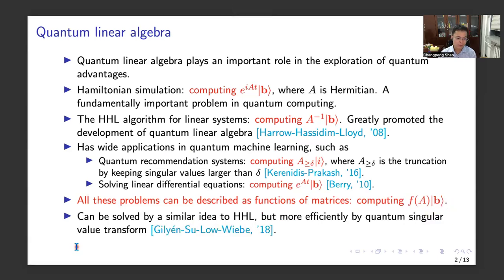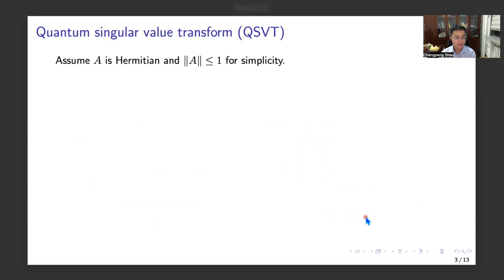And this problem can be solved by a similar idea to the HHL, but it can also be solved more efficiently by a more advanced quantum technique called quantum singular value transform. Okay, now I will briefly introduce this quantum singular value transform. For simplicity, I'll assume A is Hermitian and with bounded operator norm.